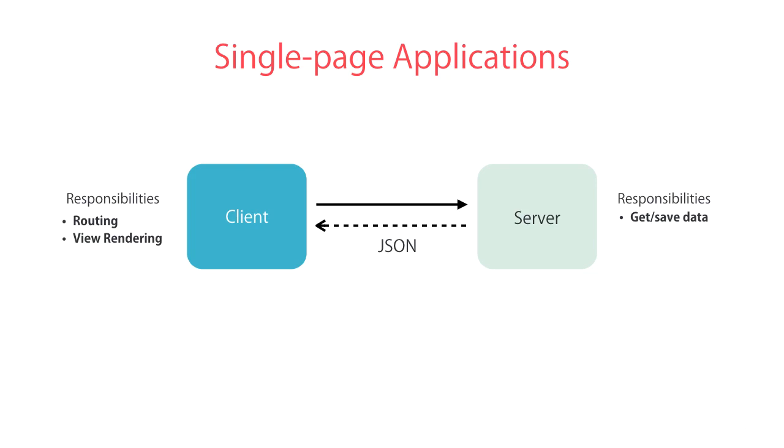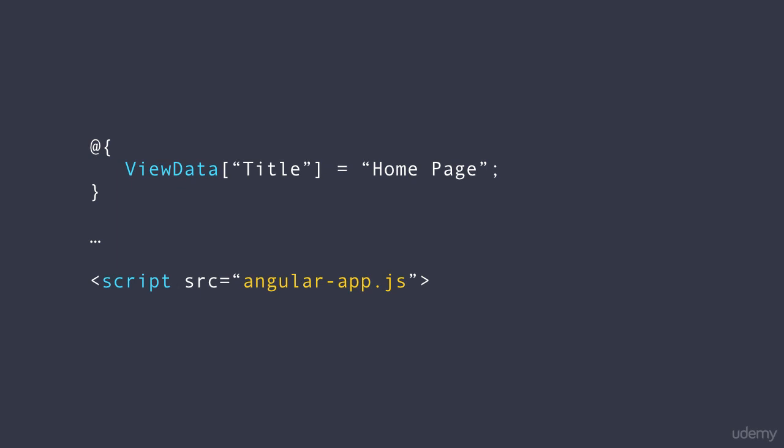So if you're using ASP.NET or any other server-side frameworks like Node, Rails, and so on, your server-side app quite often exposes a bunch of APIs for getting and saving data. That's all. So for the most part, we are not going to use Razor views anymore. There is just one exception, and that is for the home page. This view is rendered on the server and returned to the client.